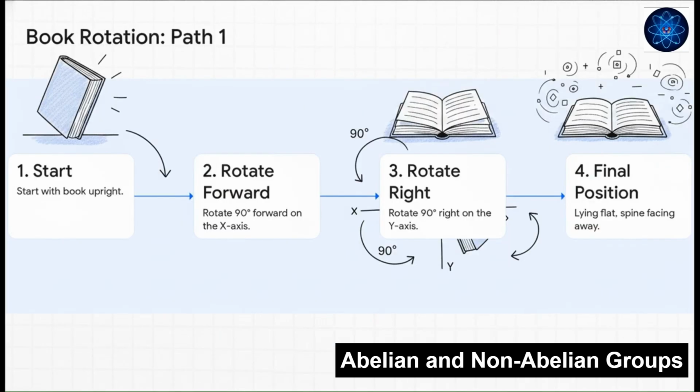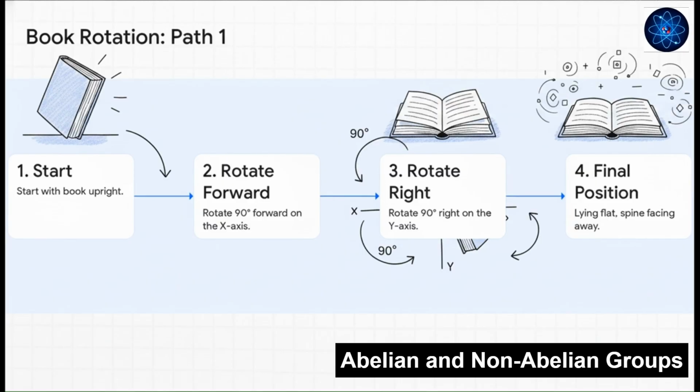Okay, I want you to imagine you have a book sitting upright on a table. For our first path, we're going to do two simple rotations. First, let's tip it 90 degrees forward, so it's now lying face down. Easy enough. Then, from there, we'll rotate it 90 degrees to the right. Take a good look at where it ends up, lying flat with its spine facing away from you.